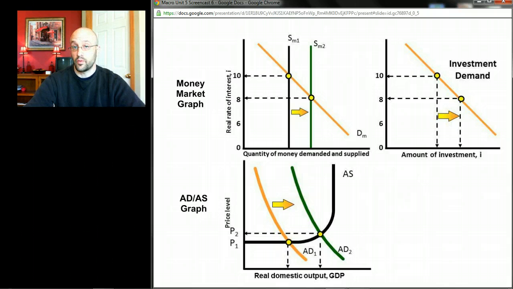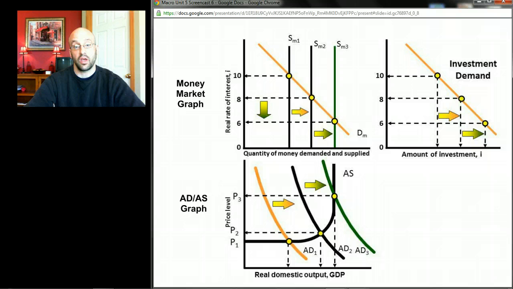If the Federal Reserve were to do that again, lower the discount rate, lower the reserve requirement, or buy even more government bonds, we'd see more of the same. The supply of money would get pushed further to the right, interest rates would drop even further, we'd see even more investment spending, we'd see even more aggregate demand. These three graphs and how they relate to each other are very important and summarize how monetary policy works.